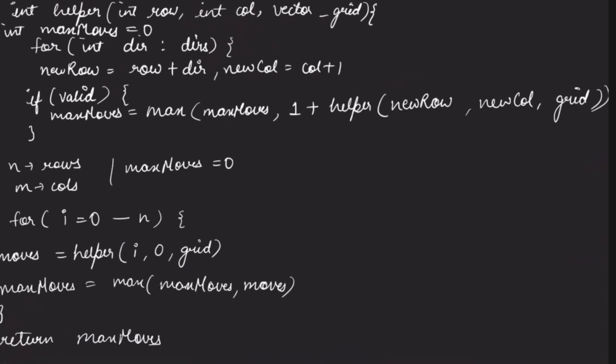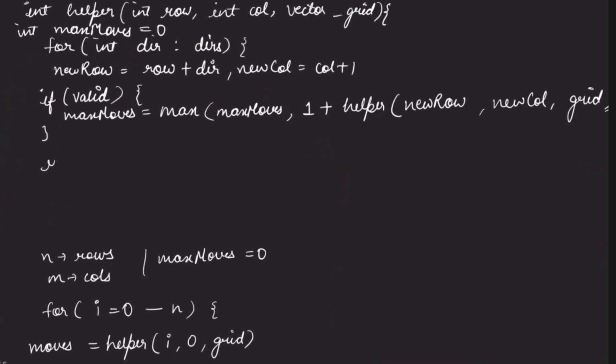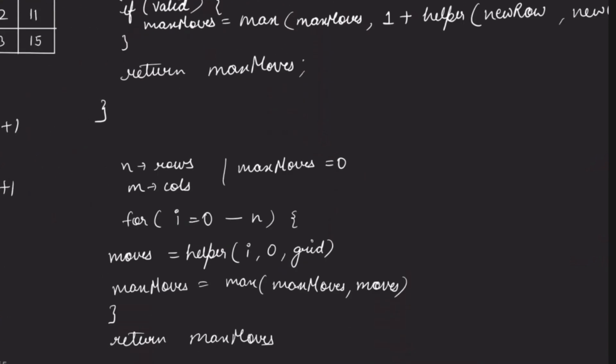Now let me just push this below code a little down. So now after we have got this maximum moves, we just need to return this maximum moves, right? We will just return max moves and our helper function will be completed, right? So first of all, we traversed all the cells in the first column, and then we called the helper function where our row was i and the column was the first column, which is 0, right? So it gave us some moves. In the max moves, we are updating the maximum move, and at the end we are returning it.